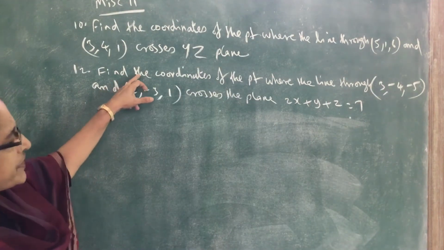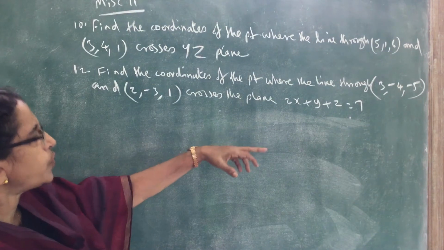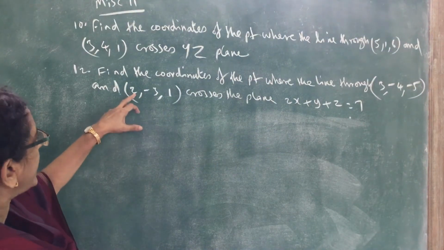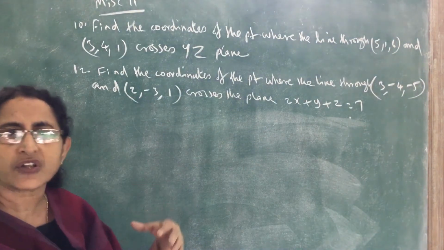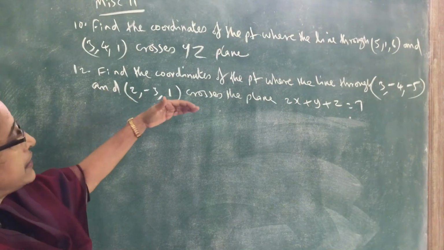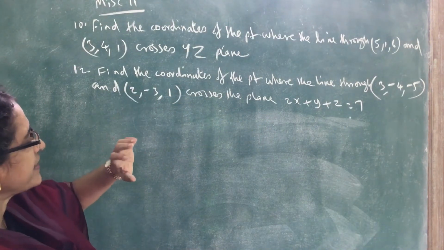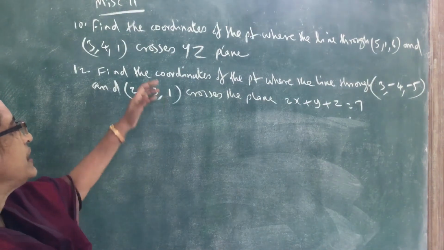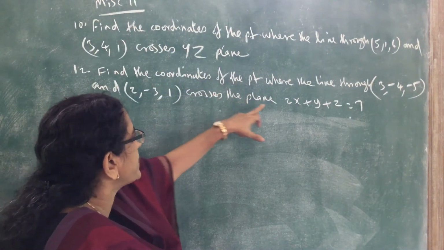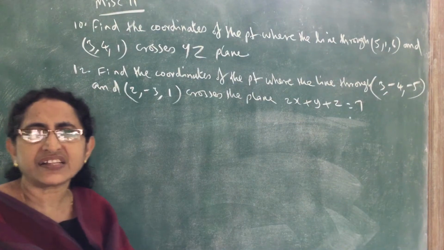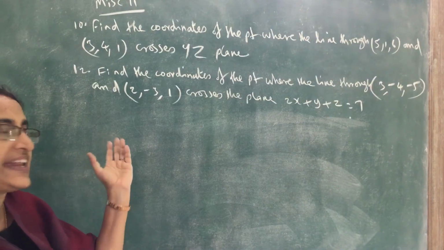Here, find the coordinates of the point where the line through (3, -4, -5) and (2, -3, 1) crosses the plane. So here also we have to find the equation of the line passing through these 2 points, and then find the point where that line crosses this plane. That means we have to find the point of intersection of the line and this plane.